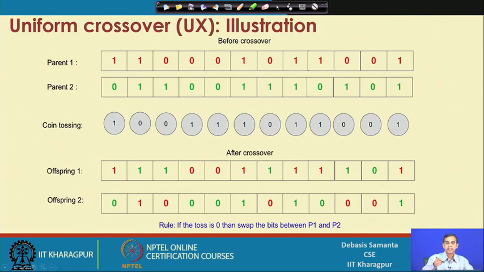Here are the two parent chromosomes P1 and P2, and for the first bit position we toss a coin, and the toss gives a result 1. Here the strategy is that if the coin tosses a 0, then we should swap between the parent P1 and P2, and if it is 1, then we should not swap. For example, here in this case the toss is 1, so they will not be swapped. They will remain the same as they are in the parents. On the other hand, here it is 0, so we swap it.